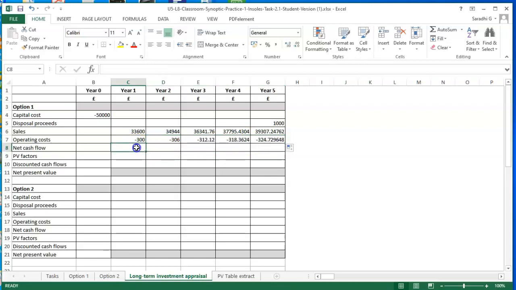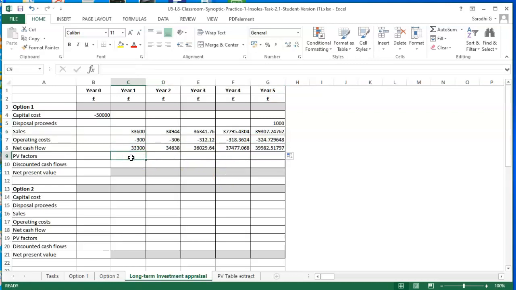Once you do that, you can calculate the net cash flow. For net cash flow, you can just take a sum. Here there are only two values, but after that there is a disposal proceeds. So just to ensure, I am using all the three cells to calculate my sum for the net cash flow. Do it for the first one and continue the calculation up to the last cell.